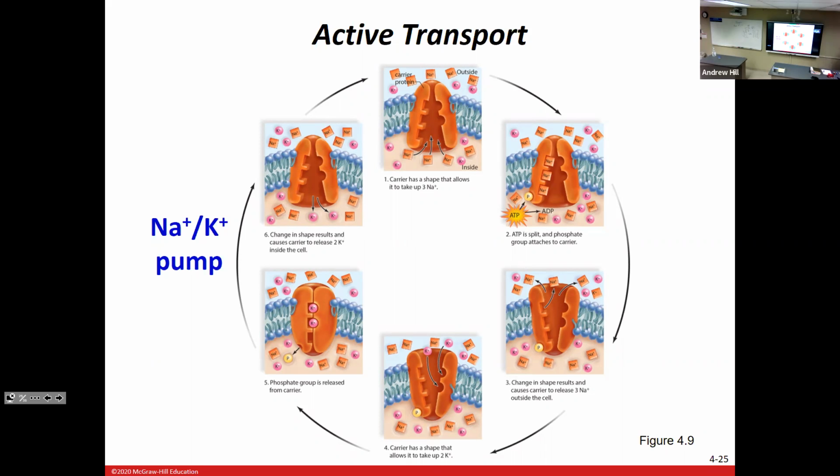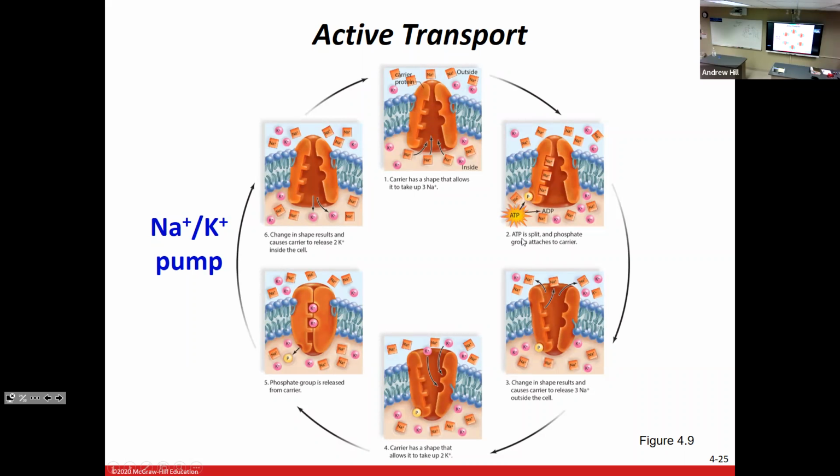So we can look at the details here of how this works. Step one, the carrier. No, we have a couple minutes here. The carrier has a shape that allows it to take up 3 sodium. So there's little spots for the sodium to bind here, right?